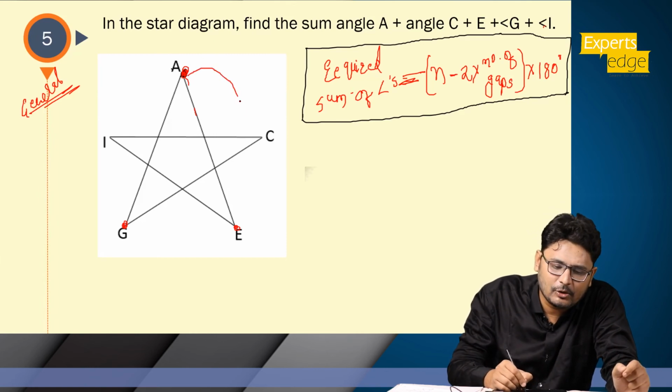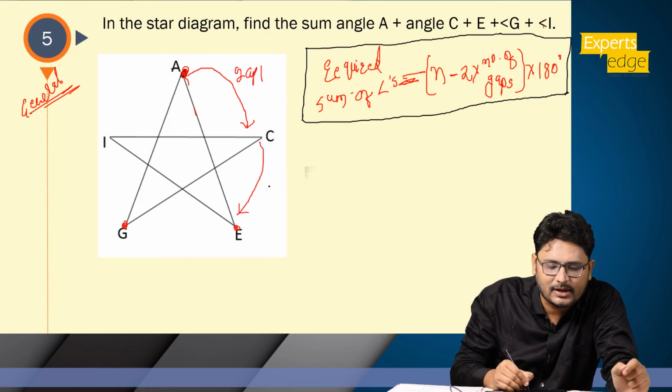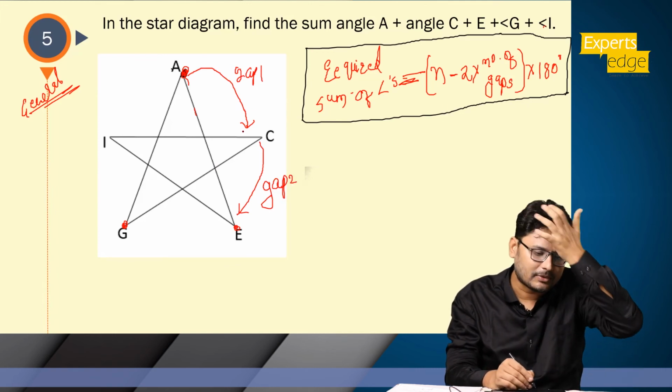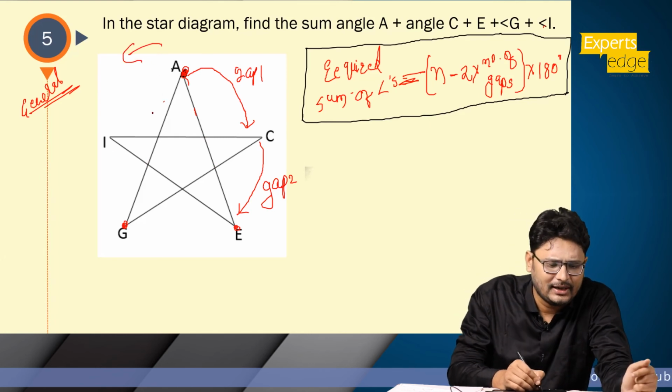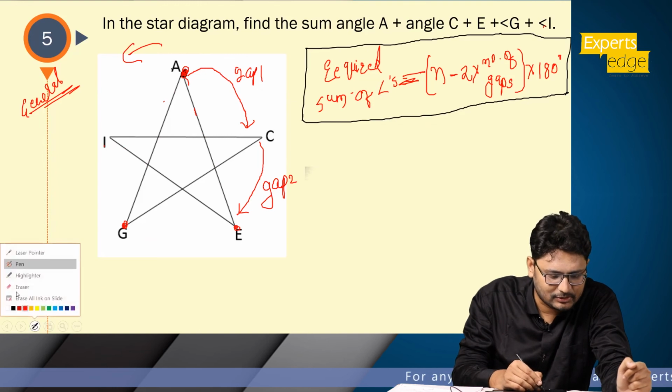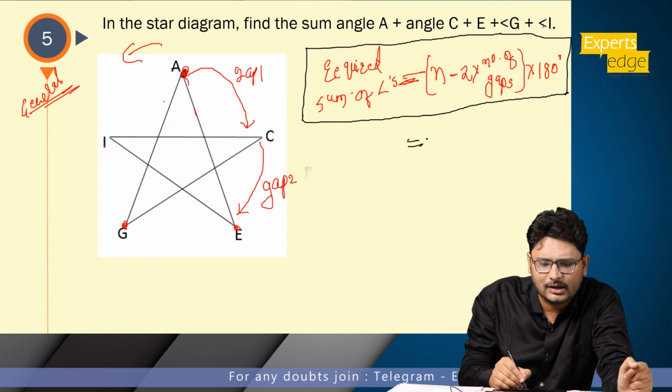A to C I will go first, this is my gap 1, and C to E then I'll go, this is my gap 2, right? So how many gaps did it take to go from A to E? 2 gaps. Similarly you go from A to G, but you will always take the shortest way, A to I 1 jump and I to G, right? So I hope this formula is clear. Now let's put up the values. So how many sided star is it?